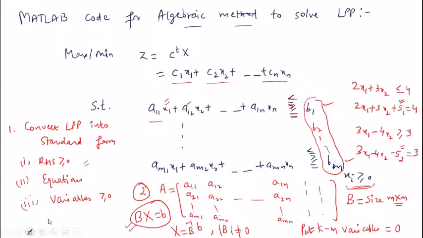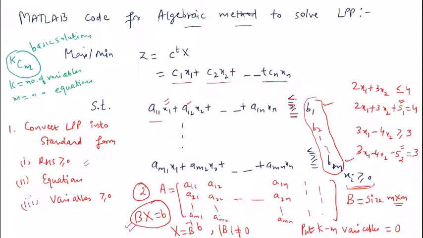So the total number of combinations is going to be KCM, where K is your total number of variables and M is your number of equations or constraints. So this much is the total number of basic solutions your system will have, and then a few of them will be feasible, a few will be infeasible. Feasible means they satisfy the non-negativity restriction, and infeasible means they do not.